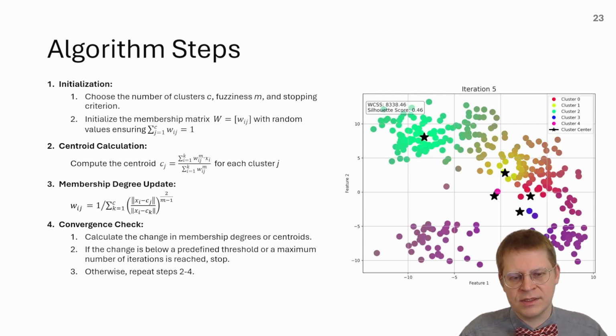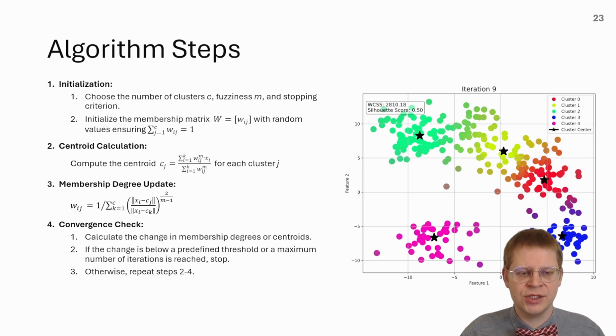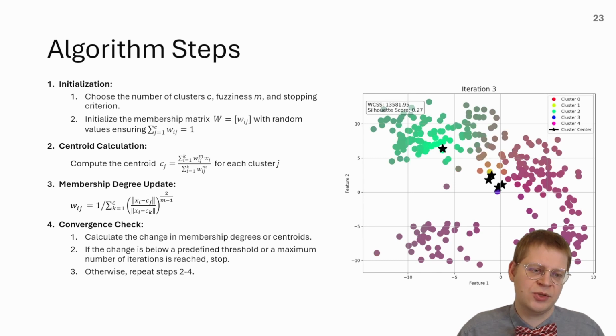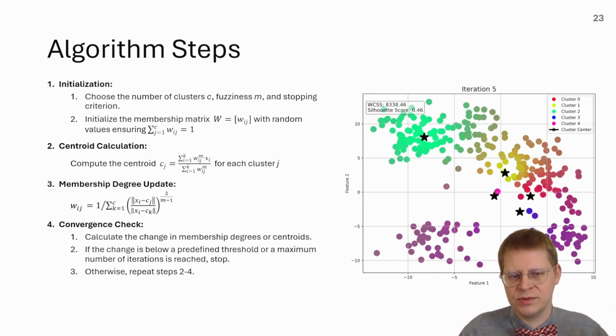And the next step is the convergence check. The algorithm checks if the changes in membership degrees or centroids are below a predefined threshold. If so, it stops. Otherwise, it repeats steps 2, 3, and 4.